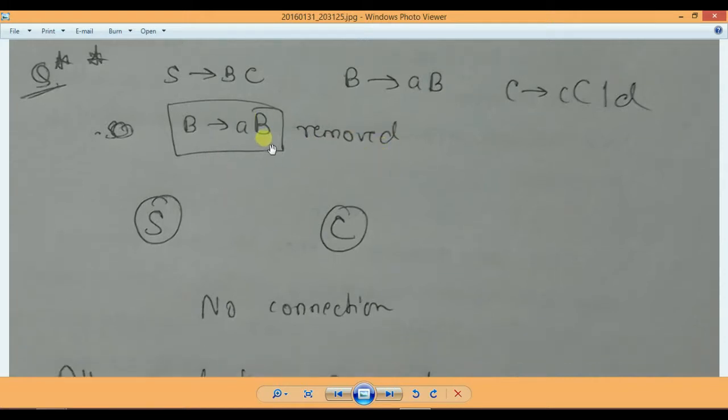We cannot reach terminals from this, so it has to be removed. So what's remaining? This and this. Now let's draw the graph. We draw S, we draw C. Now let's draw the dependency.